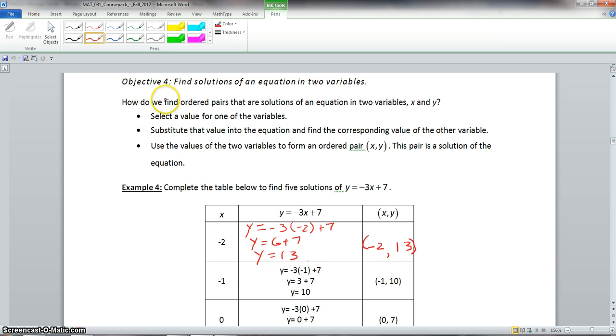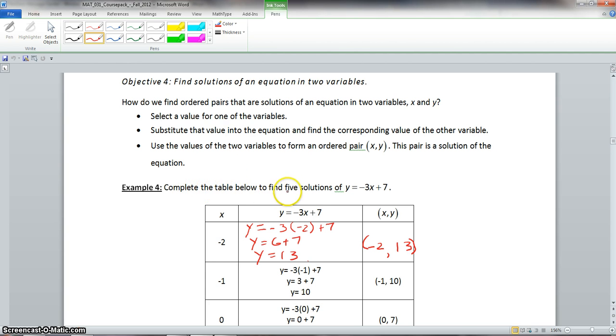Now we're going to take a look at objective 4. Find solutions of an equation in two variables. How do we find ordered pairs that are solutions of an equation in two variables, x and y? First, we select the value for one of the variables. Then we substitute that value into the equation and find the corresponding value of the other variable. Use the values of the two variables to form an ordered pair. We have our x value, we have our y value. This pair is a solution of the equation.